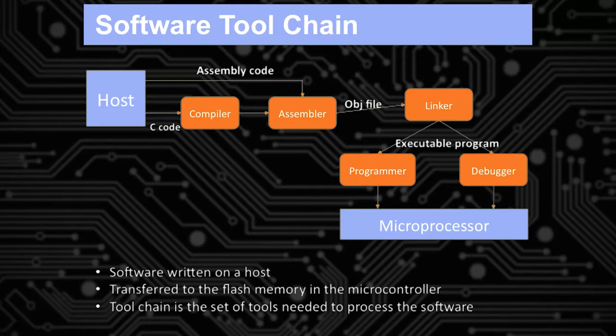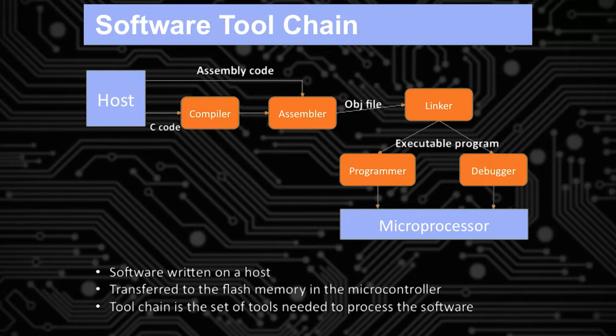So if we look at this picture, we start off with the host up at the top left. The host is the laptop, desktop, whatever it is that you're actually writing the code on. So you write your code on the host using some text editor, it doesn't really matter which one. Then this is actually a compile tool chain. So you write your code, let's assume it's C. The C code comes out of the host, it goes into a compiler. So the compiler, actually I should have said here, this is what's called a cross compiler.